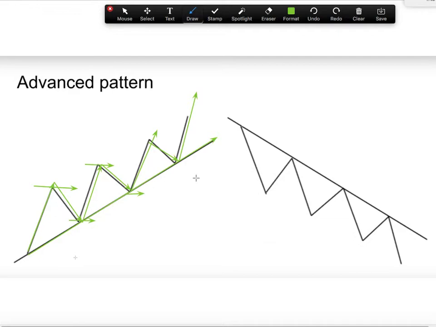We are here to work with what we can see. We trade what we see. We don't trade what we feel.